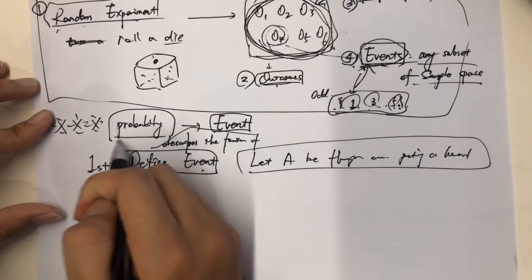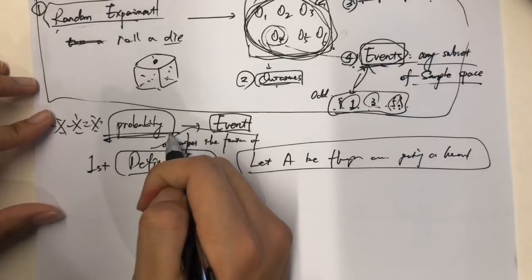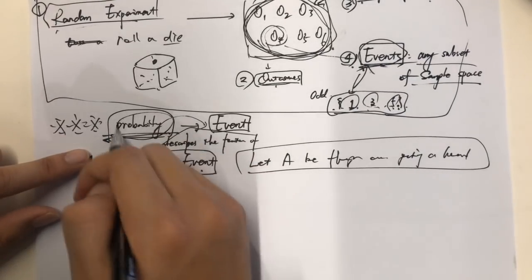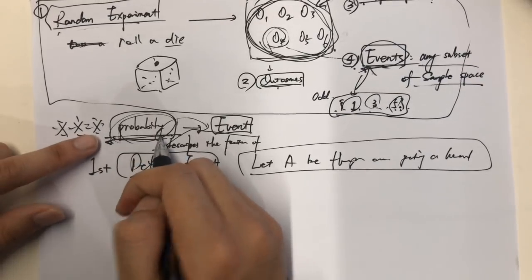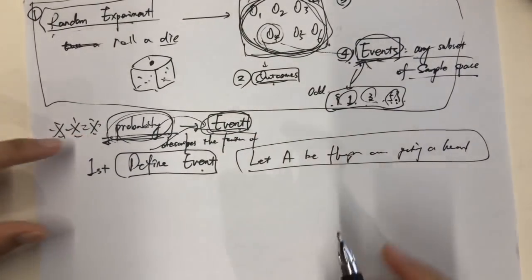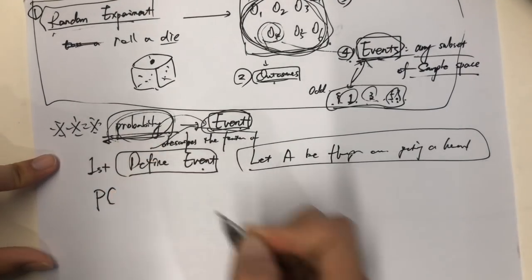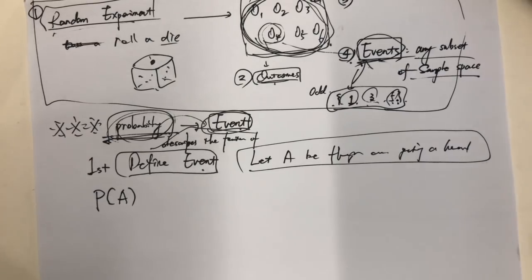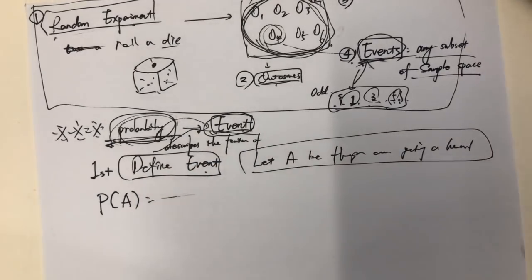So you need to know probability describes the feature of an event. So every time you are asked for the probability of anything, you have to define the relevant event first, okay? And then you can write the probability of that event. For example, the probability of event A, right? It's what.